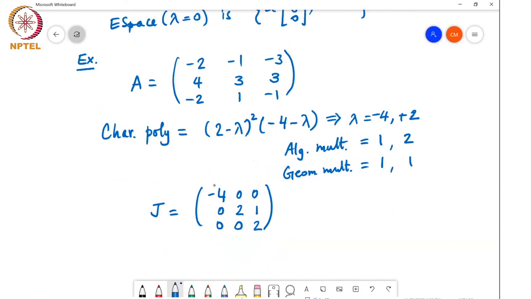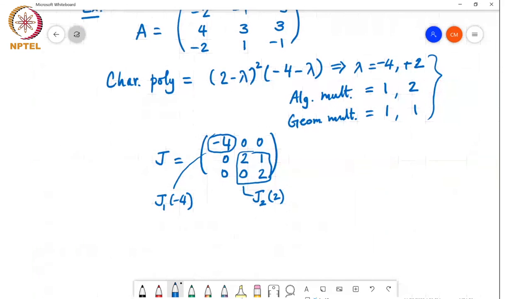So if you know the algebraic and geometric multiplicities, you can actually directly write out the Jordan canonical form. So this thing here is one Jordan block. I'll call that J1 of minus 4. And this is another Jordan block. We can call that J2 of 2. It's a 2×2 Jordan block associated with eigenvalue 2. Okay, so question is, how do you find this much? If you can figure out this much, then you can write out the Jordan canonical form. So that's what we'll discuss next.